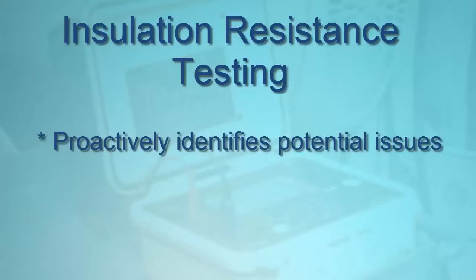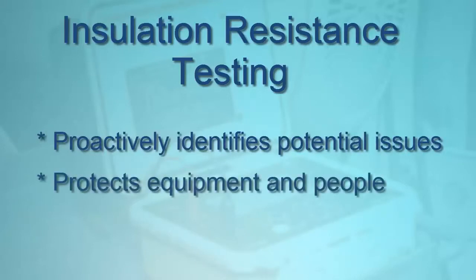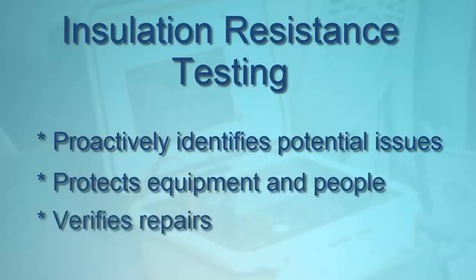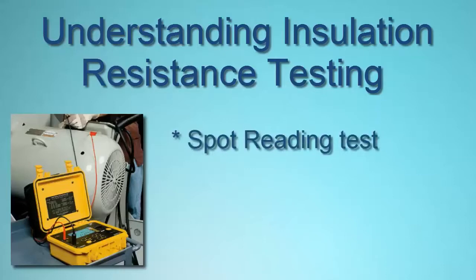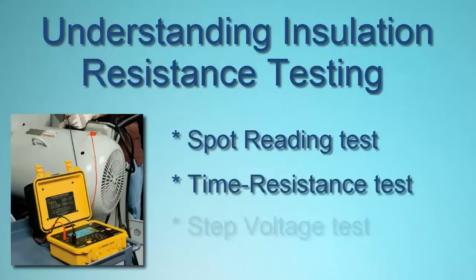Insulation resistance testing helps ensure personnel safety and optimal operation of equipment. It also helps to validate the quality of repairs that may be required before the instrument is put back into operation. In this video, we discuss 3 commonly used methods for testing insulation resistance: the spot reading test, the time resistance test, and the step voltage test. These 3 tests are used primarily to test motor, generator, cable, and transformer insulation. To perform these tests, you will need a megohmmeter with a timed test function.